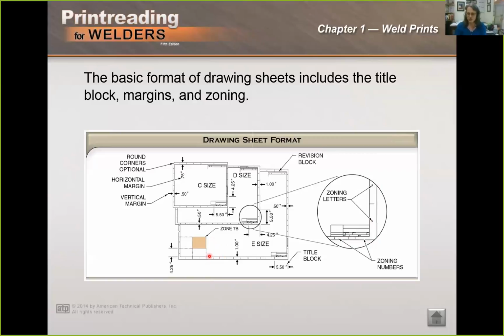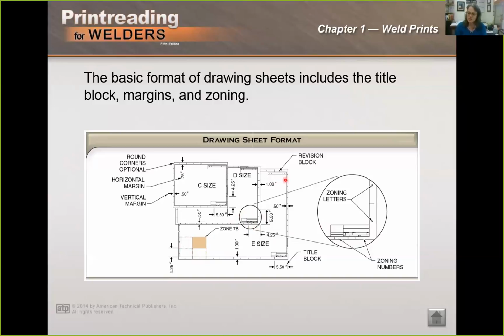So it can be helpful to refer to a zone, and the zone is referred to by a letter and a number. So for example, if this is number 7 and letter B, the rectangle that is defined by 7B is this rectangle where those zones intersect. All drawings will also have a title block, and there's a lot of information included in this title block, and we will talk about that, but it's important to understand how to read a title block.